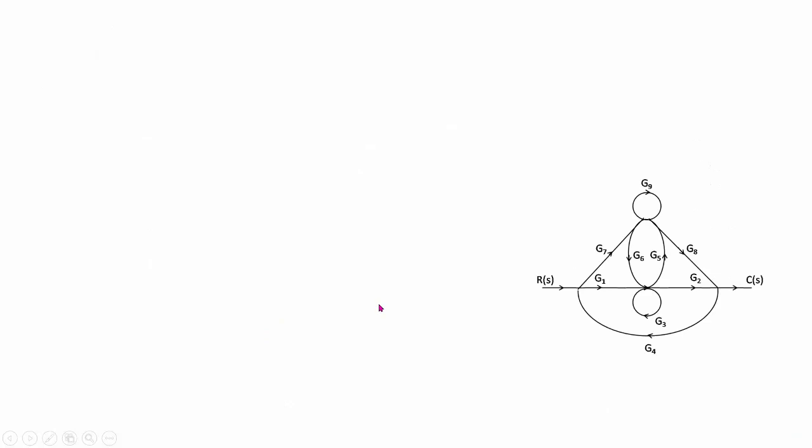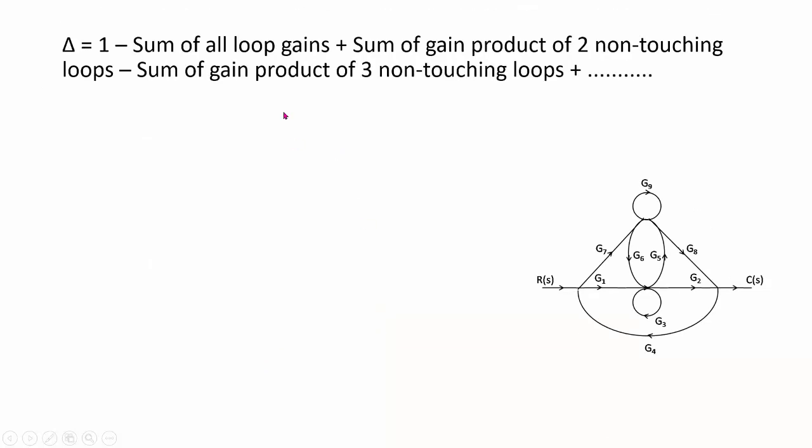So delta was given by the expression 1 minus the sum of all loop gains plus the sum of gain products of two non-touching loops minus the sum of gain products of three non-touching loops plus the sum of gain products of four non-touching loops, and so on. So in this particular case, because you identified that there are no three non-touching loops, this section goes to 0 and we are not going to talk about it further. So now we are left with individual loops and pairs of two non-touching loops.